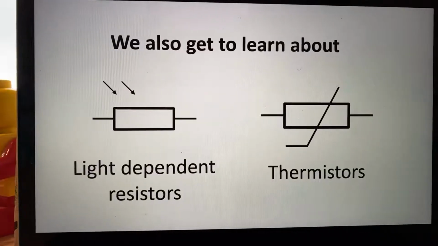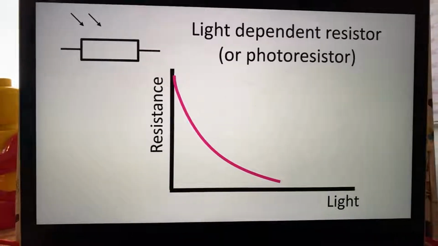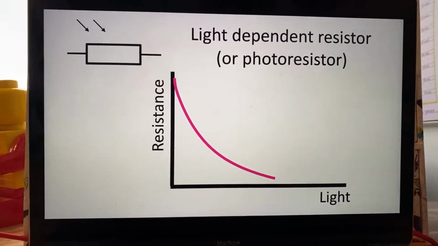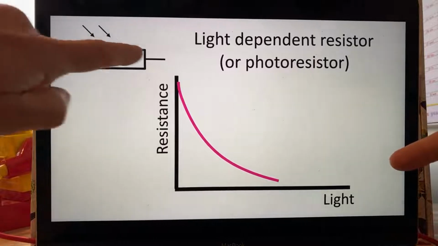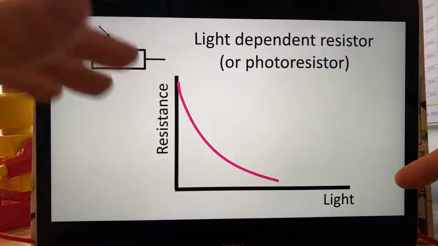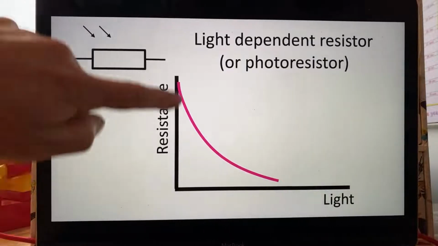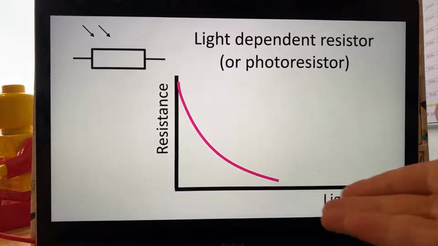We get to learn about 2 more things today. We get to learn about light-dependent resistors, and we get to learn about thermistors. So here's a graph of how resistance changes with light. I should have written light intensity really. If you get a light-dependent resistor and you shine a light on it, this graph is telling you what happens. You've got resistance on the y-axis and light intensity on the x-axis.